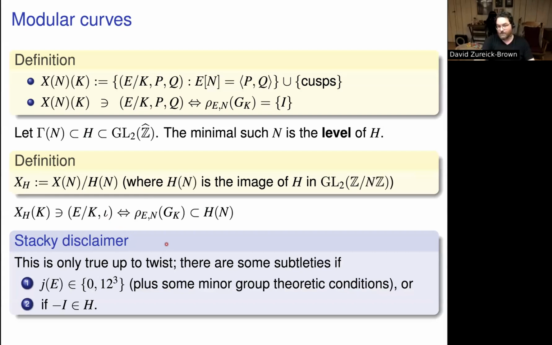So you pick a basis, but you ask that the Galois group act on that basis by an element of H. So anyway, without too many more technicalities, these are just as useful as the classical modular curves, with some caveats.